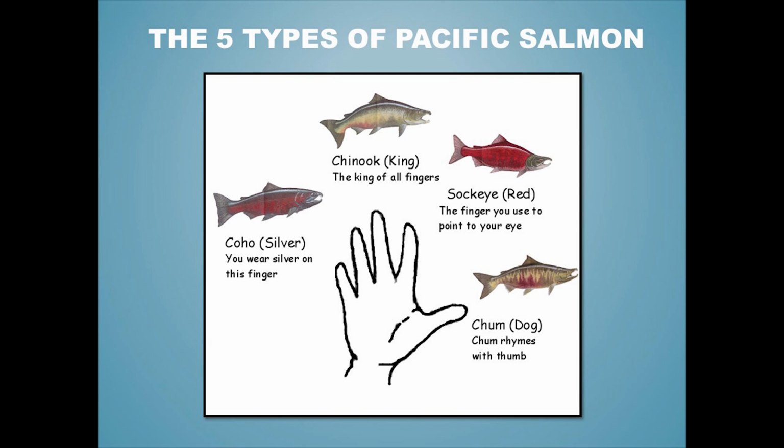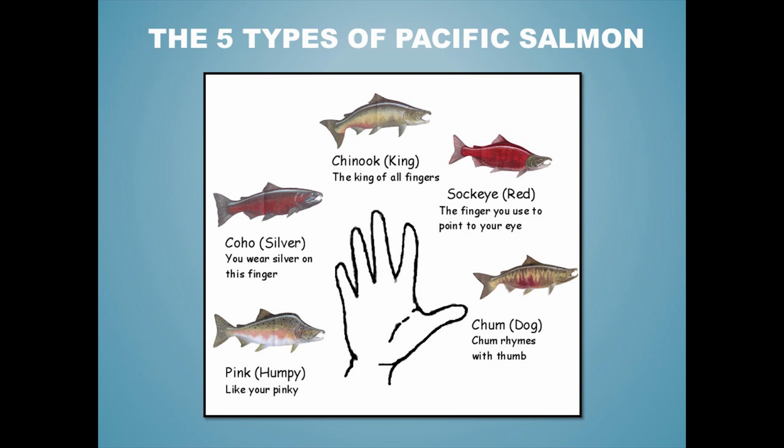And last but not least is your pinky, and this is your smallest finger and it represents the smallest salmon, the pink salmon, otherwise known as the humpy because they get a large hump on their back at the end of their life. So now that you know all 5, I'm going to repeat them all pretty quick.